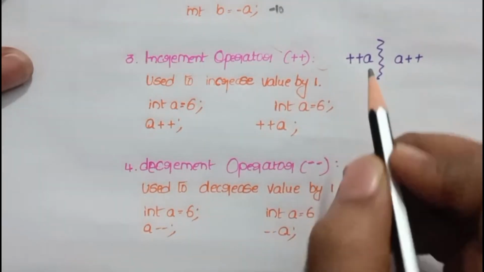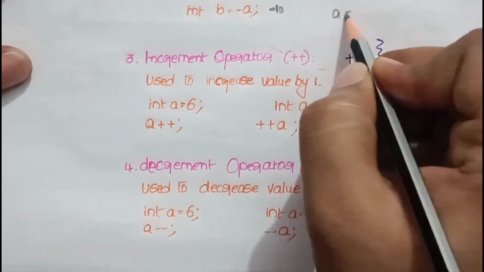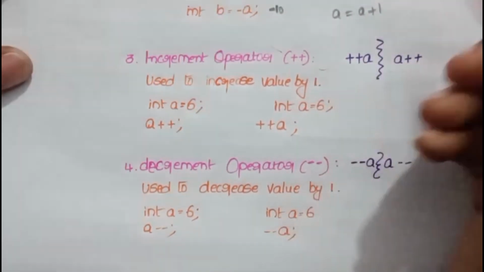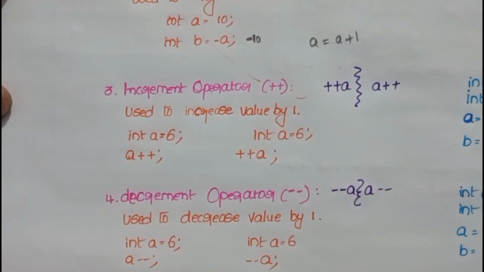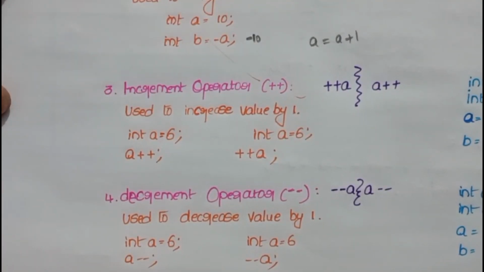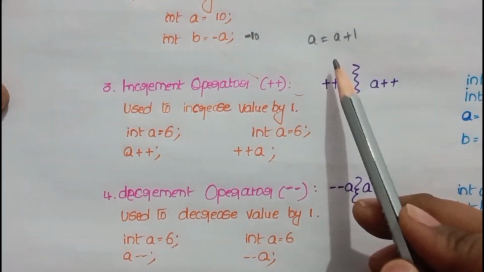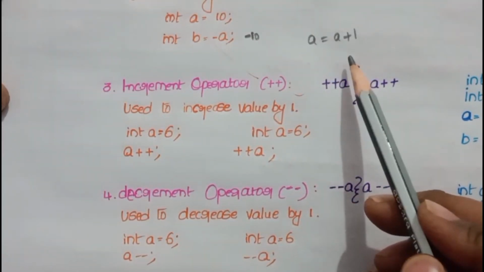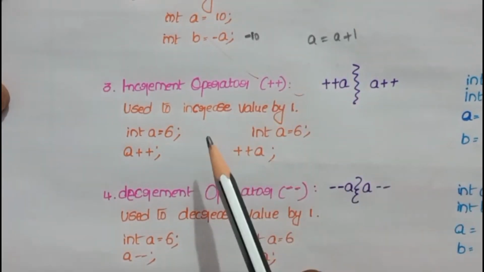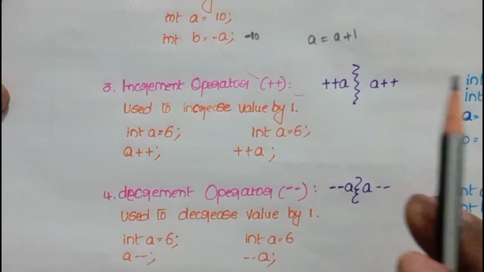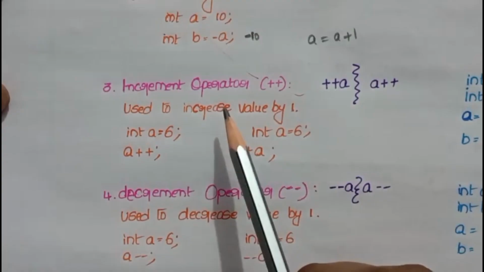It is short form of writing a equals to a plus 1. What we are doing here, we are increasing the value of a by 1. In a similar way, we can increase any variable value by 1 using this increment operator.